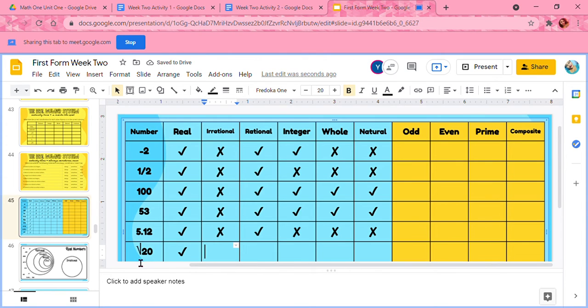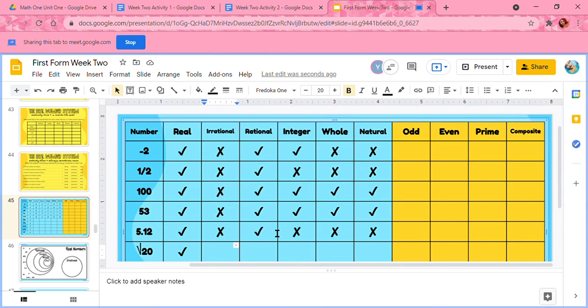Square root of 20. Is the square root of 20 irrational? Is there a number that when I multiply it by itself gives me 20? 5 times 5 gives me 25. 10 times 10 gives me 100.